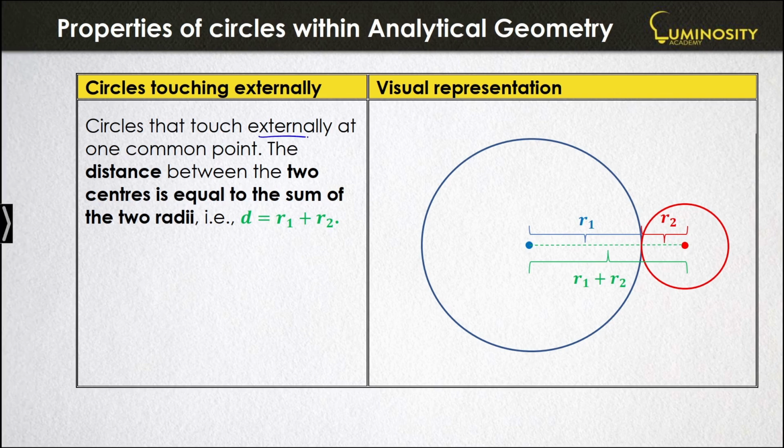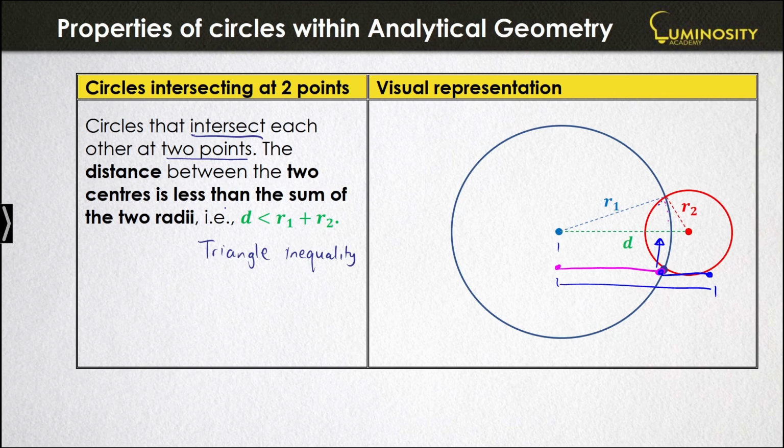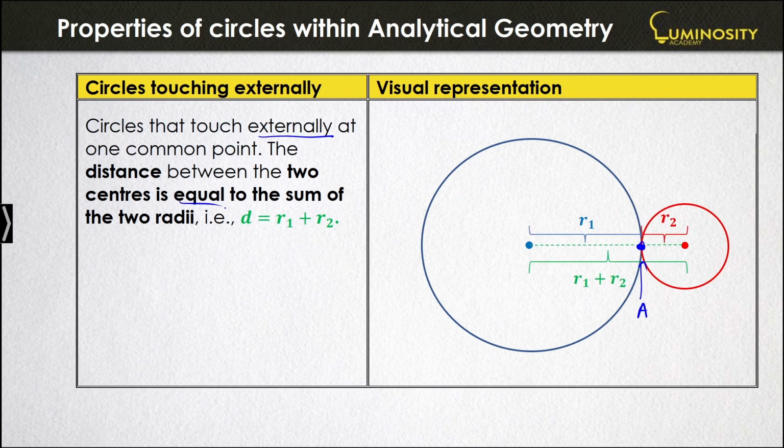Then circles that touch externally, so outside at a common point, in this case that common point over here, call it A. The distance between the two centers is equal to the sum of the two radii. Before, when the circles cut each other, the distance between the centers was less than the sum of the radii. But now the sum of the radii is exactly the same as the distance between the centers, because they are only touching at one common point. The blue circle has radius 1 and the red circle has radius 2, and the distance between the centers is radius 1 plus radius 2. So that's when it's exactly equal.